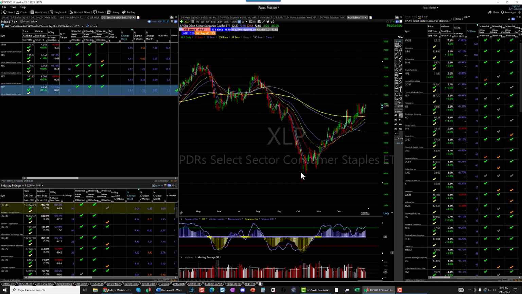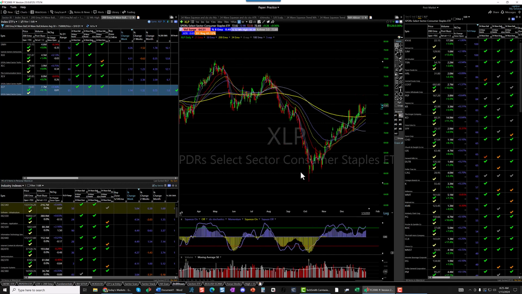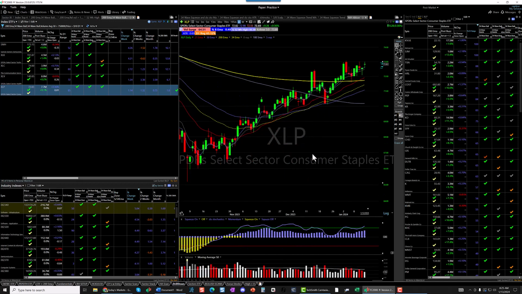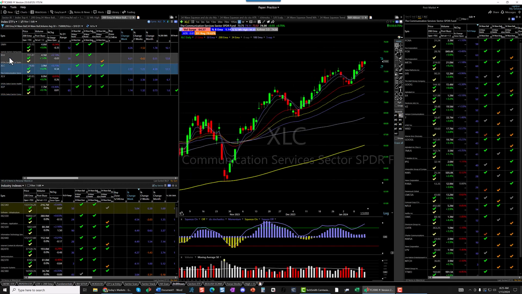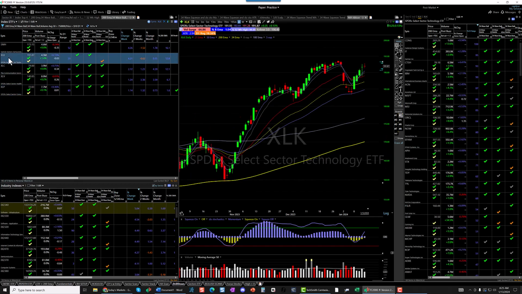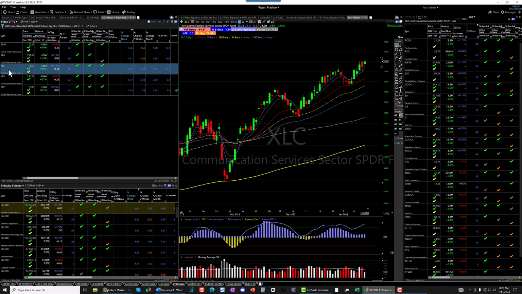And then finally, we'll look at XLP. What I don't like about XLP is you can see that the moving averages aren't stacked on top of each other. Shows me that momentum isn't as strong as it is in XLC and XLK. And XLC would be the one that I'd be most interested in right now.